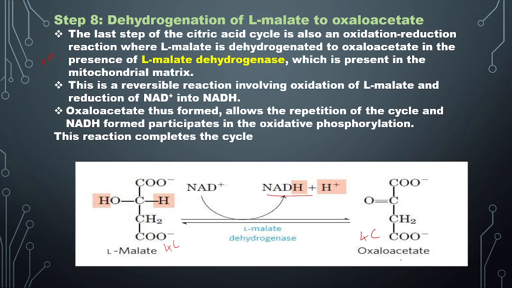This oxaloacetic acid, as we discussed earlier, where we start the Krebs cycle, that is from oxaloacetic acid, is regenerated here. This forms the complete cycle. Oxaloacetic acid thus formed allows the repetition of the cycle, and NADH formed participates in the oxidative phosphorylation reaction, that is electron transport chain. This reaction completes the cycle.